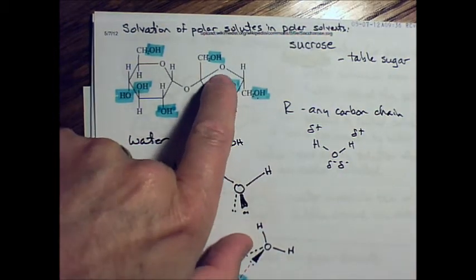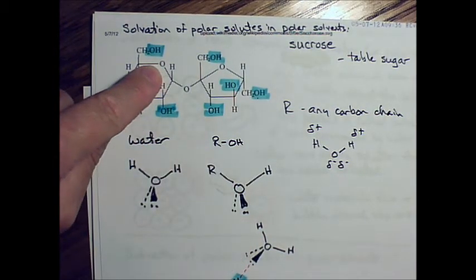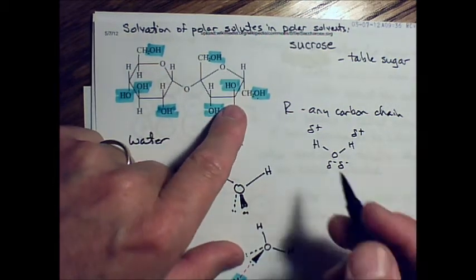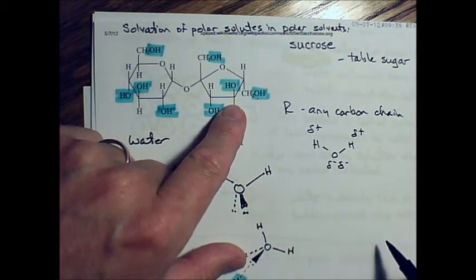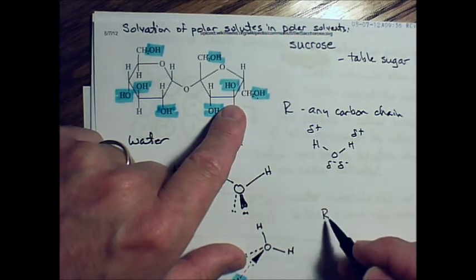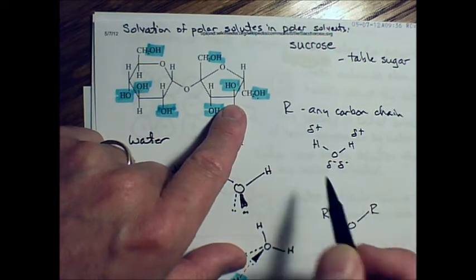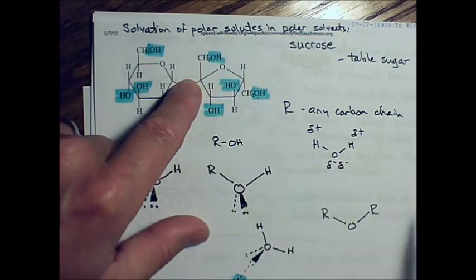We've got these oxygens in the middle of a carbon chain. We could represent this like I've got one carbon chain attached to an oxygen and a second carbon chain, like here's one and here's the other.